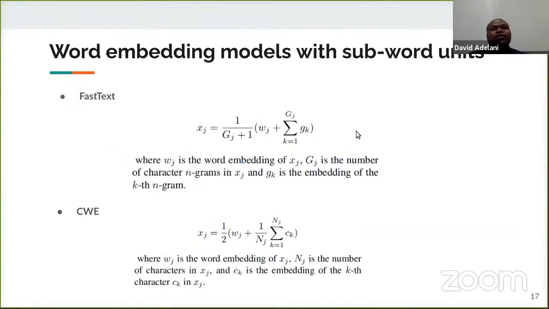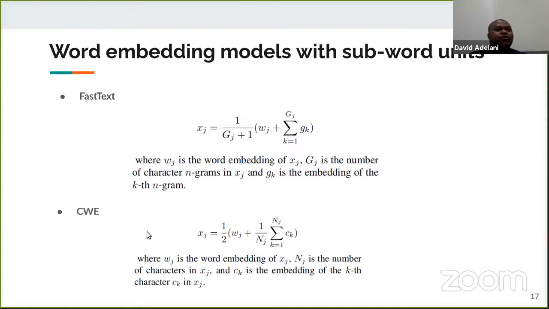So we trained word embeddings with some word units. For example, we trained fastText, and what fastText does is that it has the word representation for a word, w_j, and you sum it with all the word representations of character n-grams, and you can average over all the available embeddings you have.